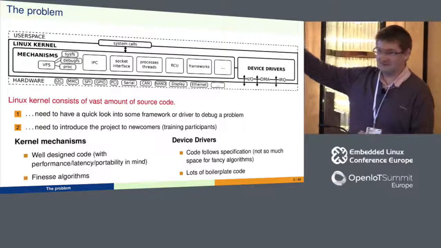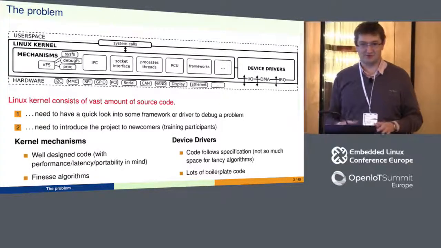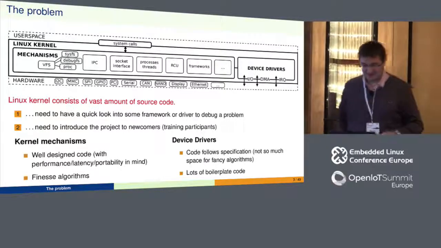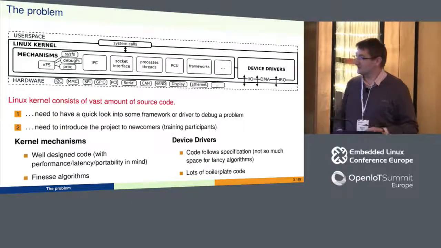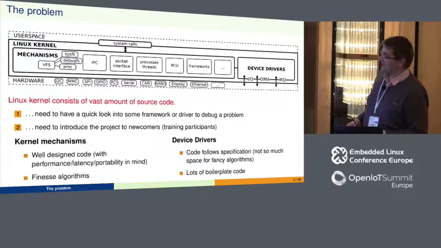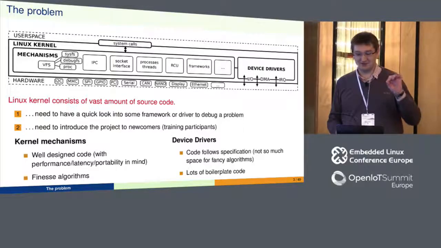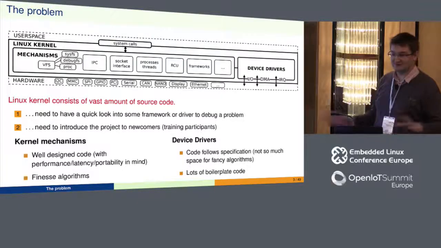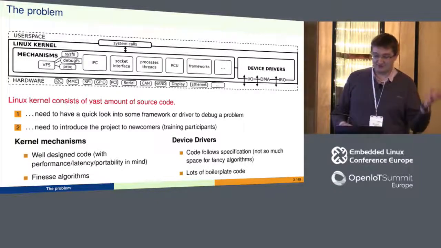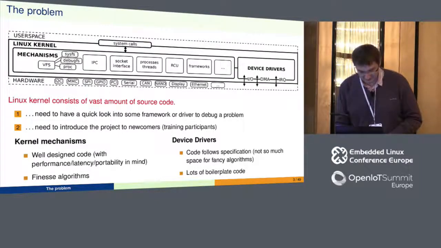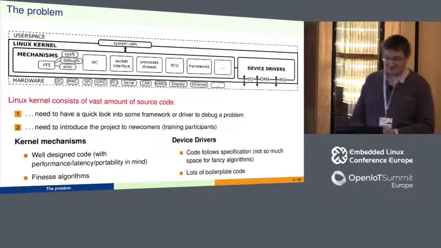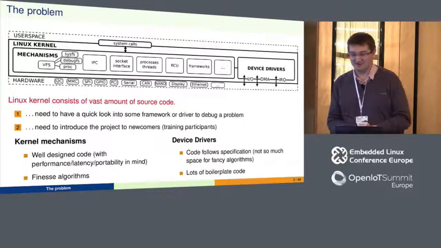So the problem is that the Linux kernel contains a vast amount of code, like millions of lines of code. You can easily find how much it is. It consists of the kernel mechanisms, which are very fine and very complicated code. There were some topics discussed at the conference, like interrupts and so on. So it's complicated. There are functions that are or are not called. Yeah, you need a way to see this. So all the virtual file systems, IPCs, RCU, and all the frameworks are here.